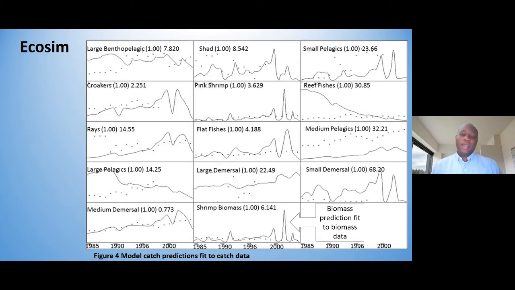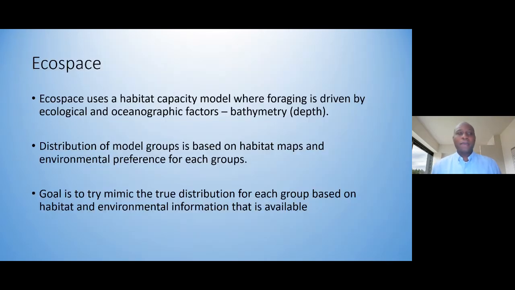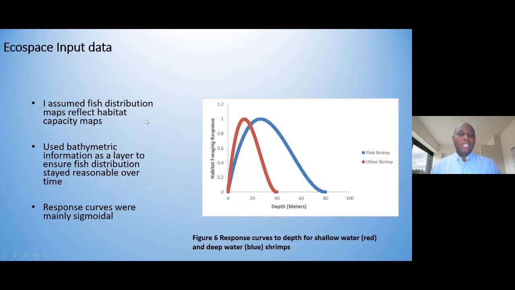Even though this is not a perfect scenario, I worked with the best model that I had and promoted this into Ecospace, where I used the habitat capacity model, where foraging is driven by ecological and oceanographic factors. Here I used bathymetry. And distribution of model groups is based on habitat maps and environmental preference for each of these groups. My goal was to try to mimic the true distribution for each group based on habitat and environmental information. So for habitat, basically, I assume that fish distribution maps reflect habitat capacity maps.